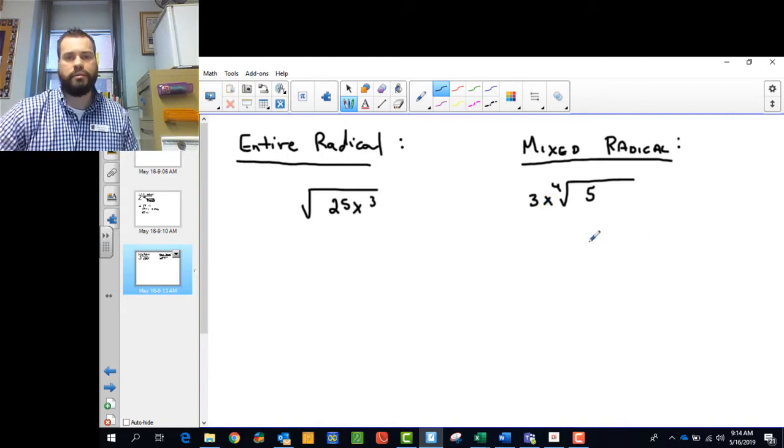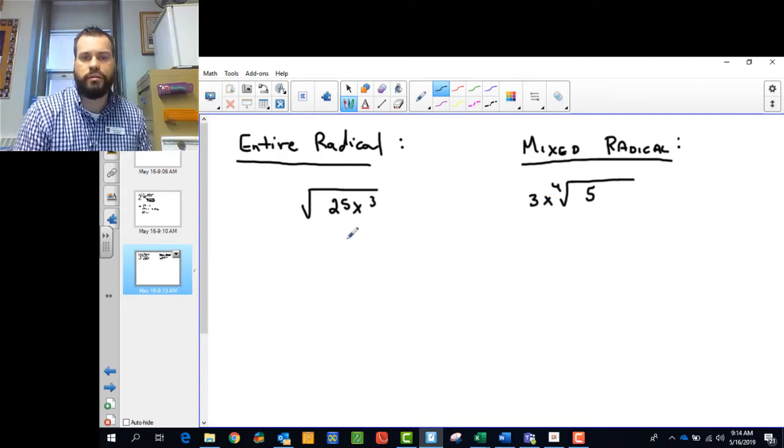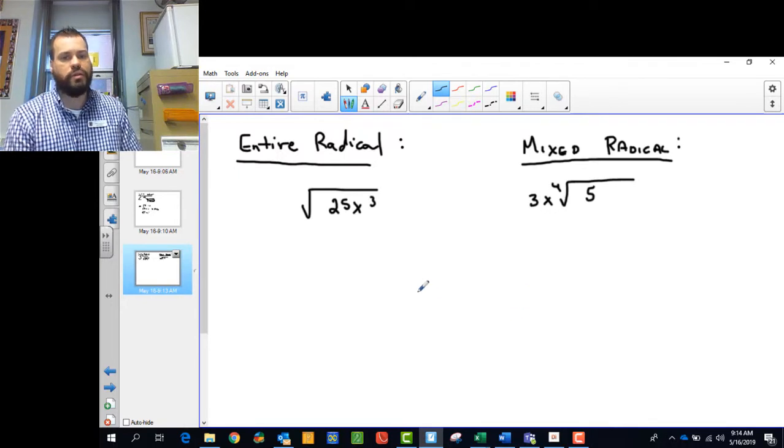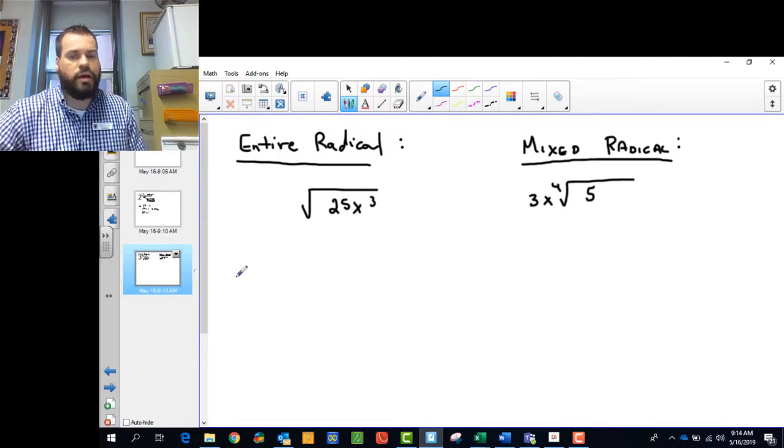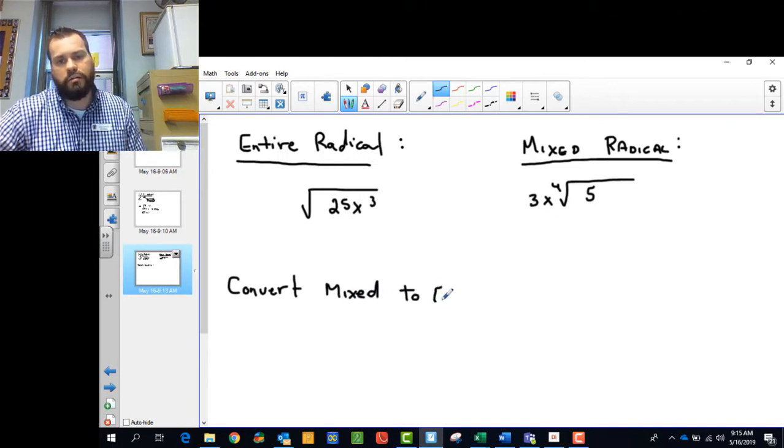And in order to work with radicals, we have to know how to switch from one to the other. So how do I go from an entire radical to a mixed radical, and how do I go from a mixed radical to an entire radical? So if I have something out here and I want to put it inside the root sign, or if I have things in here that I can simplify. Okay, so we're going to talk about how to do that. So let's talk about how to convert between them. Okay, because that's really what we have to be able to do. We have to be able to convert mixed to entire and entire to mixed. So we'll start with going from mixed to entire radicals.